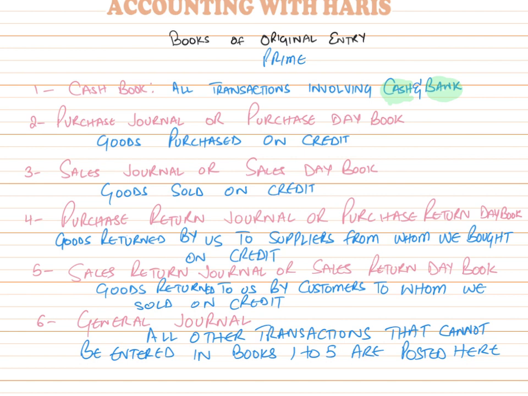For example, we purchase goods via check, via cash. We purchase machinery via check, via cash. Owner invested cash into the business, owner invested money into the business bank account, and so on.